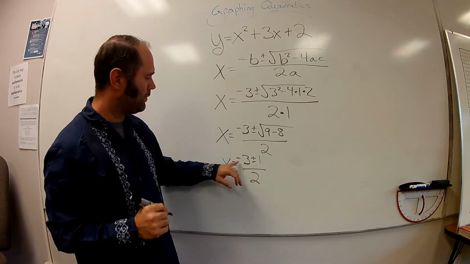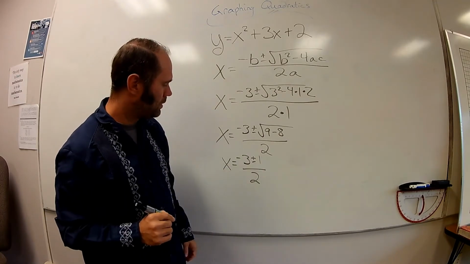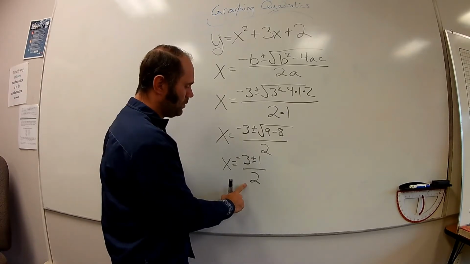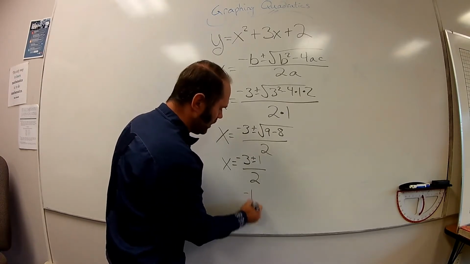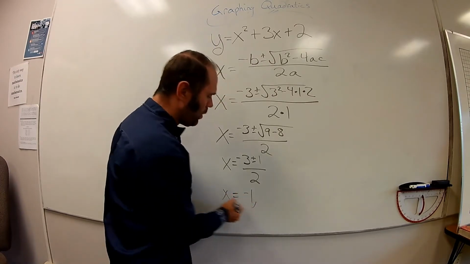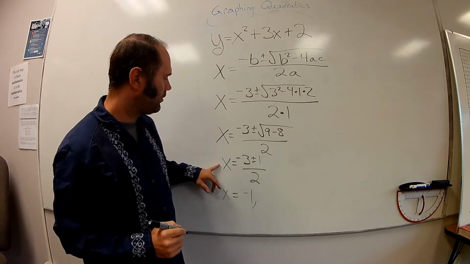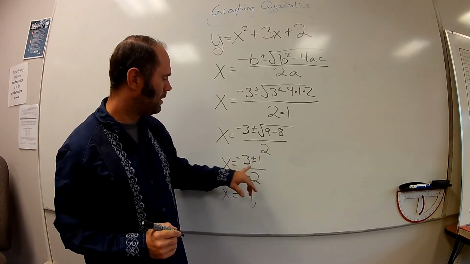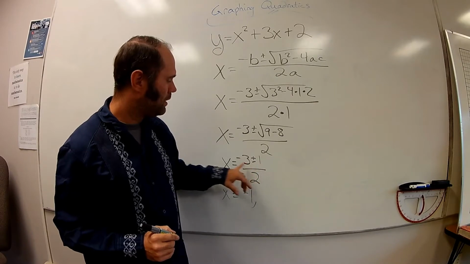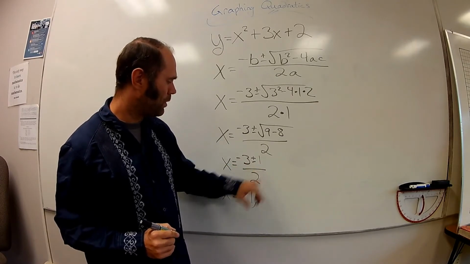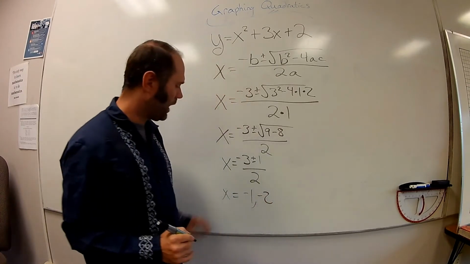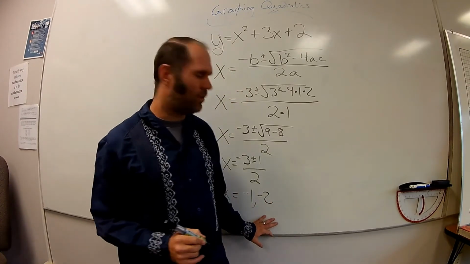We've got negative 3 plus 1, which is negative 2. Divided by 2 is negative 1. So x equals negative 1, or x equals negative 3 minus 1. Negative 3 minus 1 is negative 4, divided by 2 is negative 2. So x equals negative 1 or negative 2.